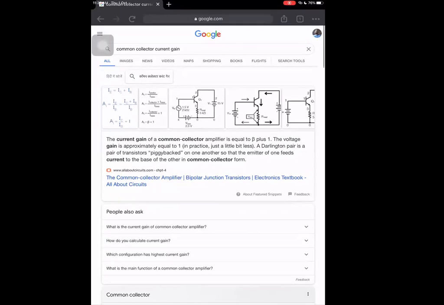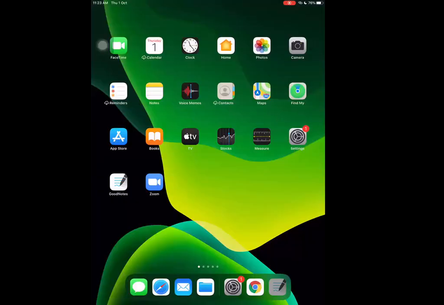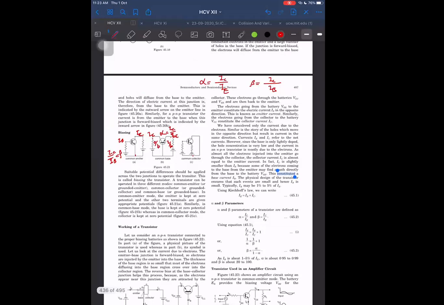Understood. If it is beta plus 1, then we understand now which is output and which is input. It means we are taking output as emitter, because beta plus 1 will come only if we use the formula IE divided by IB. Then they represent current gain by this also, AI. I can call that also as AI.